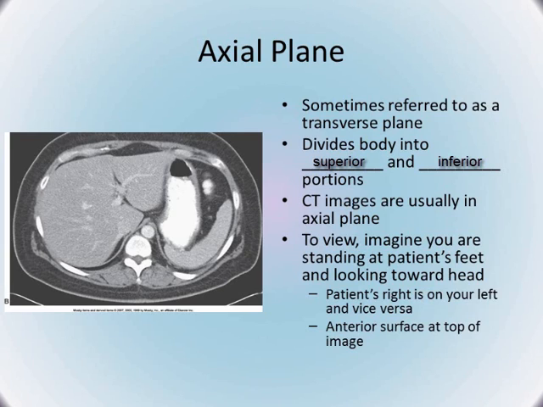CT images were originally in the axial plane and only in that plane. But after we started doing volume or multi-slice scanning, also called spiral scanning, we were able to reconstruct those images from the axial plane into other planes such as coronal, sagittal, and oblique planes.